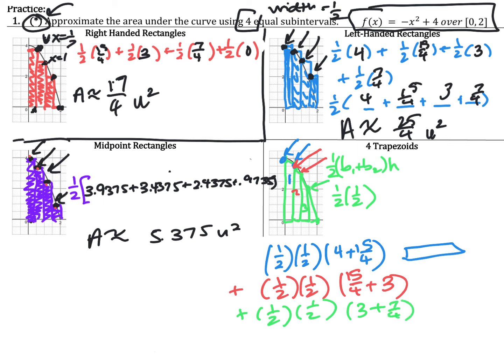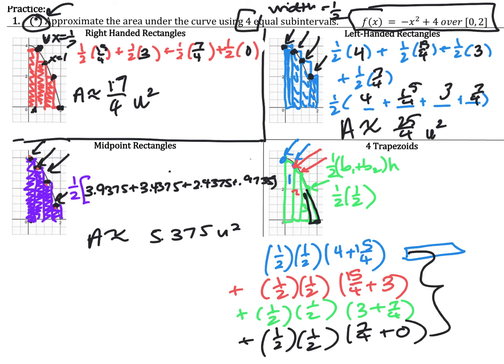And we're going to add that to the last one, which is actually a triangle, but we're going to pretend we didn't notice that. So 1/2 times 1/2 times the first base is 7/4, and the second base has a height of 0, because that's what we get when we plug in 2. So we would simplify each of these expressions and add them all together, and we would get that the area is approximately 5.25 units squared.